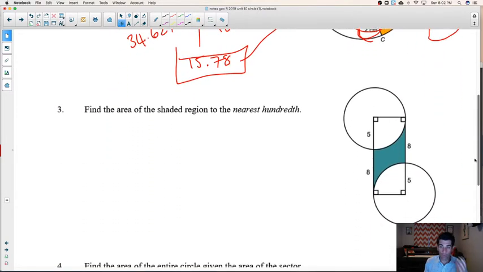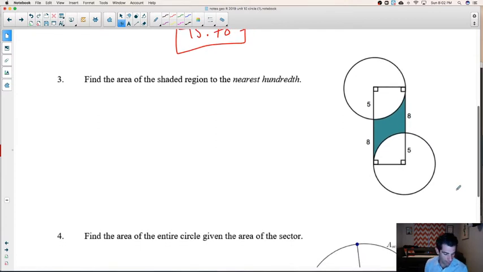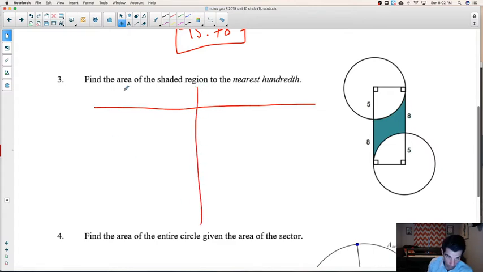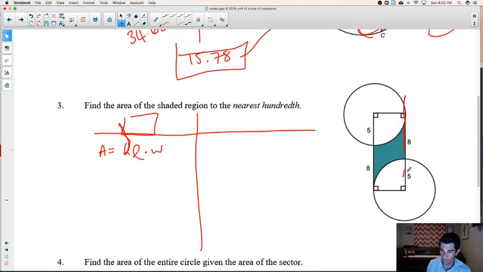Okay, so this one, while on the face of it might look kind of difficult, it's actually a little bit easier if you break it down. I want the area that's inside this rectangle. So let's just roll with the rectangle part real quick. Rectangle is length times width. Well, that seems simple enough.